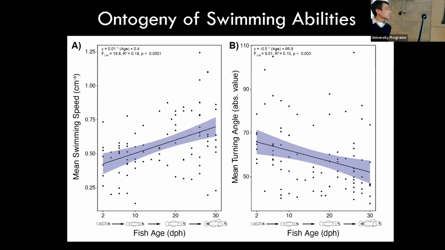Here I have the mean swimming speed and mean turning angle by age in days post-hatch. What we can see here is that these larvae are ultimately swimming pretty slow. That's 1 centimeter per second at their max, right? But a takeaway here is that these larvae can swim very early in development and that their swimming improves throughout development. We also see that their turning angles, so how extreme of turns they're making, decrease with development. So when you take those two things together, it suggests that they're swimming both faster and straighter, or more linearly, as they develop.